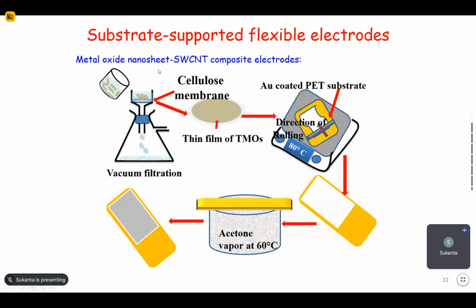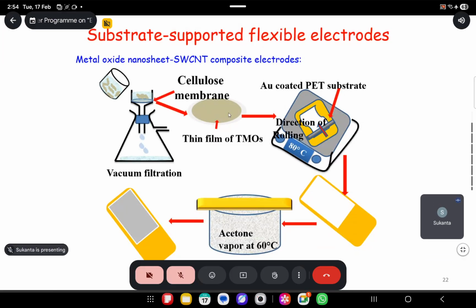Here we have prepared metal oxide nanosheets and single-wall carbon nanotube composites, prepared the thin film as I've shown, and transferred it on top of a flexible substrate. So here it is not a freestanding film; it is on top of a flexible substrate. First we deposit the film on a filter membrane. We use a cellulose filter membrane, and then transfer it on top of gold-coated PET. Here gold will act as the current collector. PET is the flexible substrate.